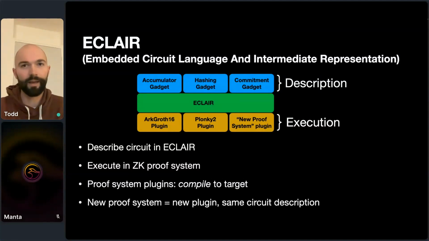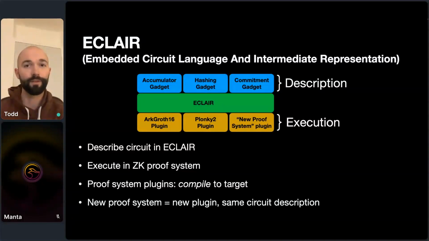The idea is that your circuit should be described abstractly in ECLAIR. It's a language for writing circuits, and the description that you have written in ECLAIR would then be executed in some kind of ZK proof system, by which I mean that we would generate a witness and a proof according to the logic of some ZK proof system. That's what these plugins at the bottom are for. They're for generating proofs in the Arkworks implementation of Groth16 or in Plonky2. You can think of these proof system plugins as there to compile ECLAIR code to a ZK proving target.